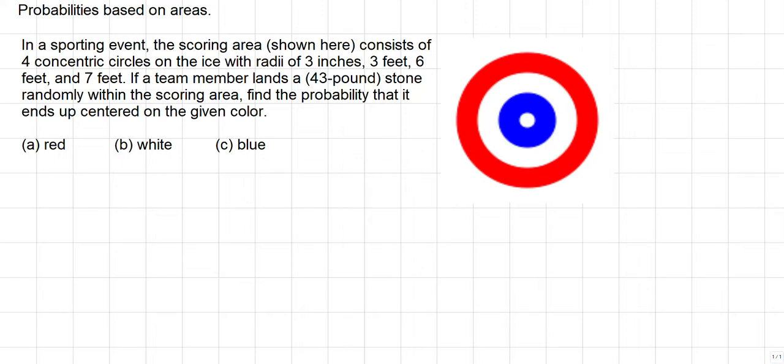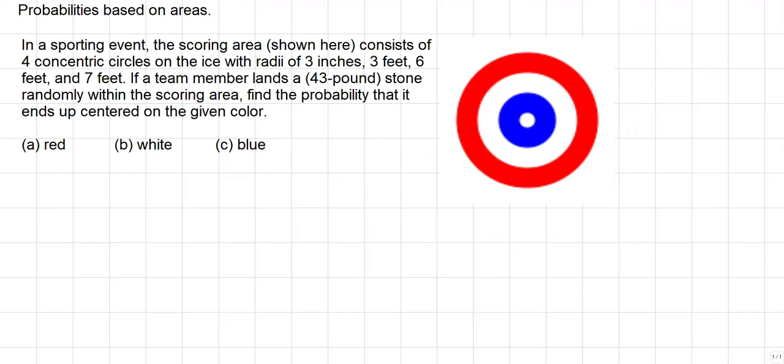This problem is going to be dealing with probabilities based on areas. In a sporting event, the scoring area, shown here, consists of 4 concentric circles on the ice with radii of 3 inches, 3 feet, 6 feet, and 7 feet. If a team member lands a 43-pound stone randomly within a scoring area, find the probability that it ends up centered on the given color. A, red, B, white, C, blue.